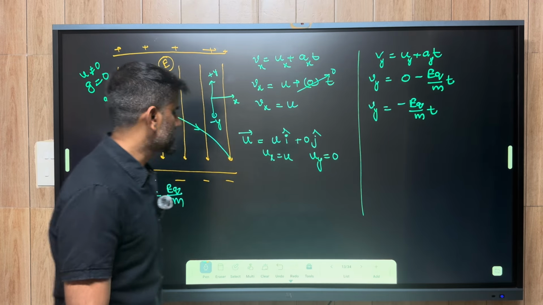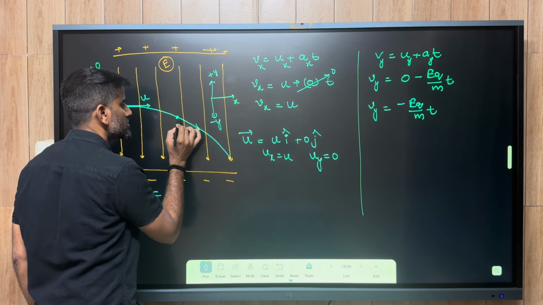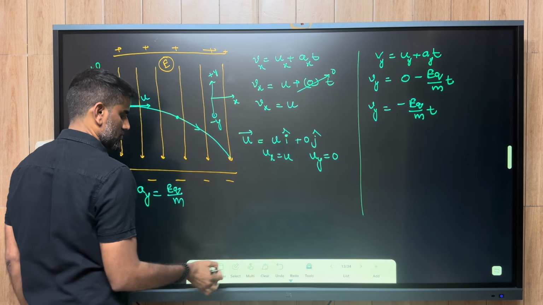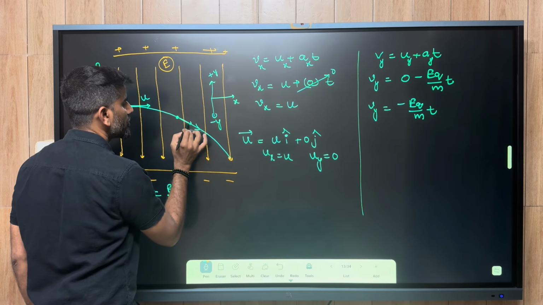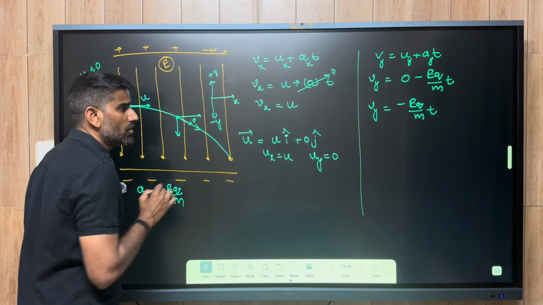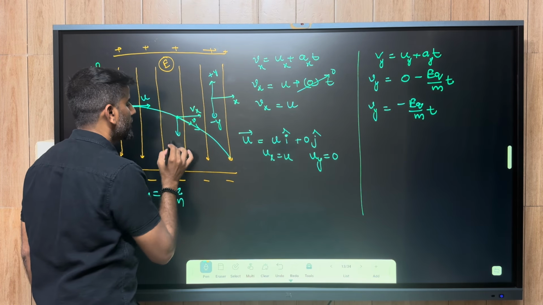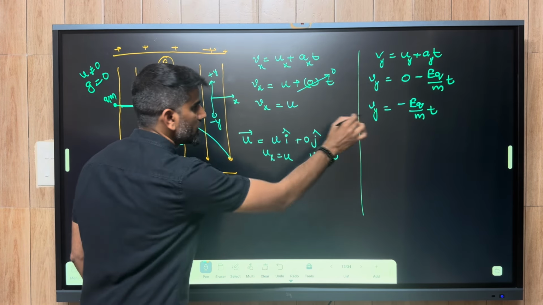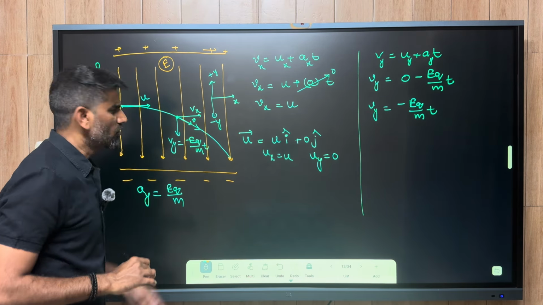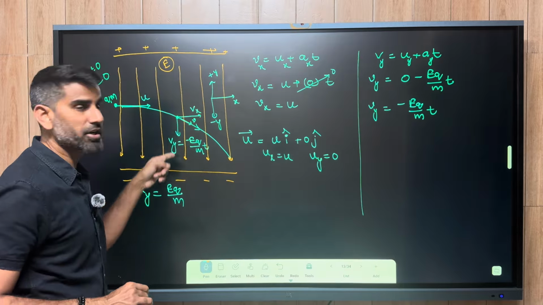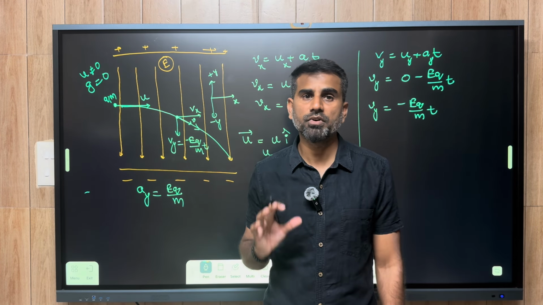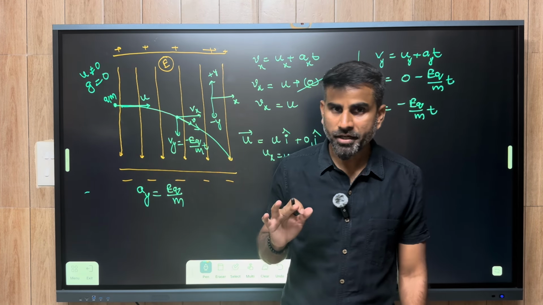When you identify the velocity of the charged particle at this location, its velocity components will be like this. Its x component will be this one, y component will be this one. Vx is again u only. Vy is nothing but minus eq by m into t. Why is the minus sign there? Because its component is pointing in the downward direction, negative y direction. That's the reason there is a negative sign for the y component of velocity, right?